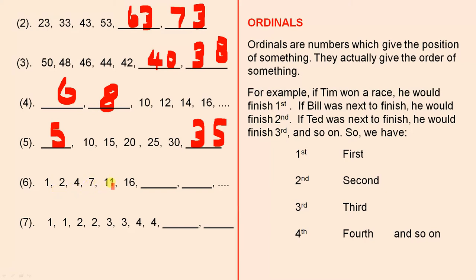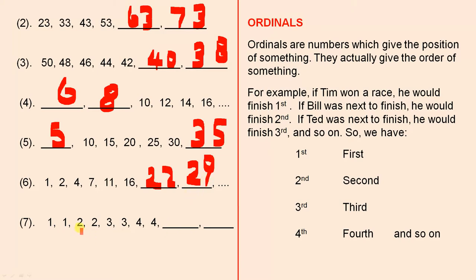1, 2, 4, 7, 11, 16. From there to there you go up by 1. From there to there you go up by 2. From there to there you go up by 3. From there to there you go up by 4. From there to there you go up by 5, so from there to there you go up by 6. So add 6 to that, and it gives you 22. And from there to there you go up by 7, so 22 plus 7 is 29. So it's just a matter of recognising the pattern and just following it.